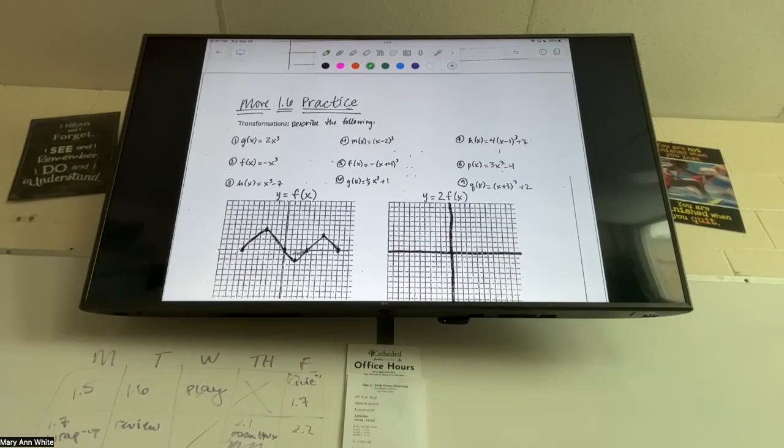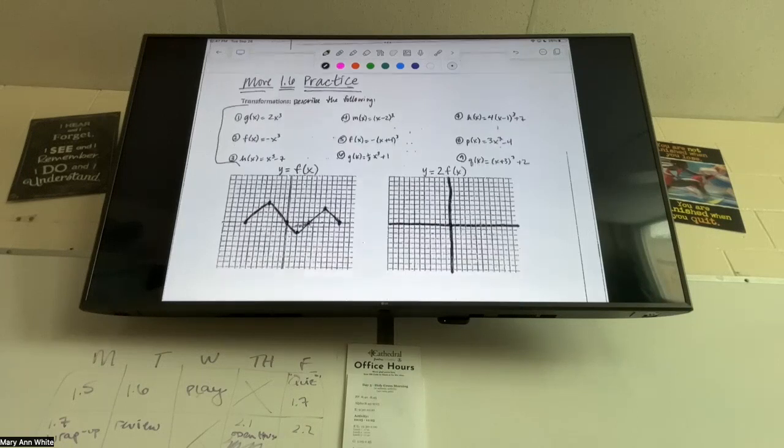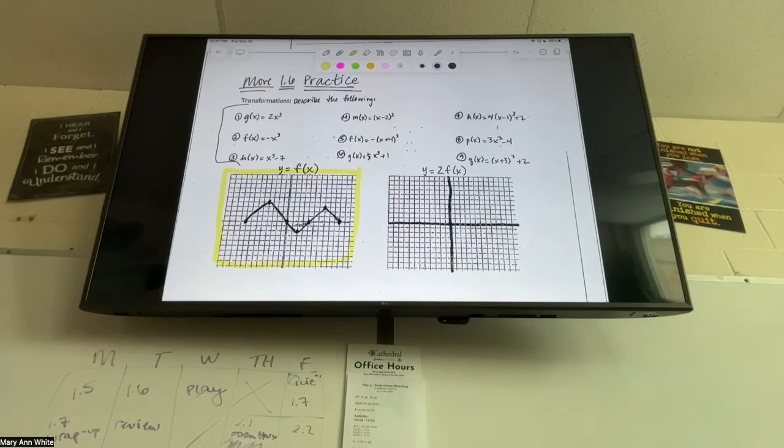If you notice, the first 9 are just describe what happened. So I want to know, does it move up or down? Does it move left or right? Does it stretch or shrink? Are you multiplying your y's by 2 or by -1? I think describing kind of helps us know what's going on. And then I gave you an original function right here that you can graph all of the transformations from.